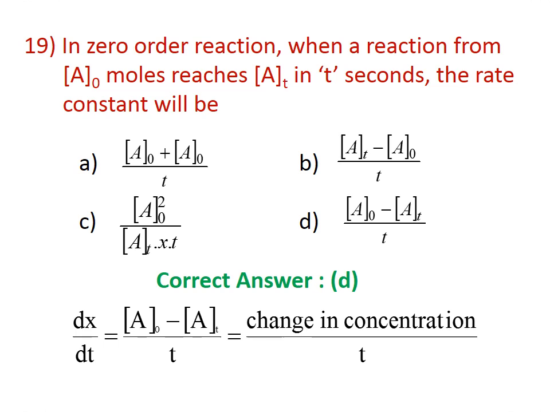19. The zero order reaction. When a reaction goes from A0 molecules to At in t seconds, the rate constant will be, you know very well, the rate equal to dx by dt, change in the concentration by time. Initial concentration is A0, concentration after time t is At, therefore A0 minus At divided by t. The correct answer for this question is option D.